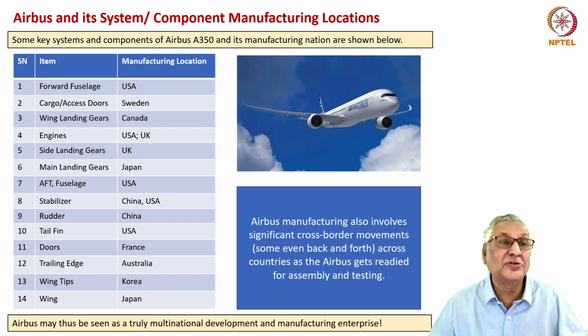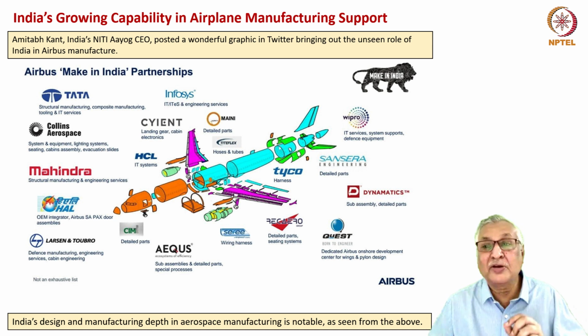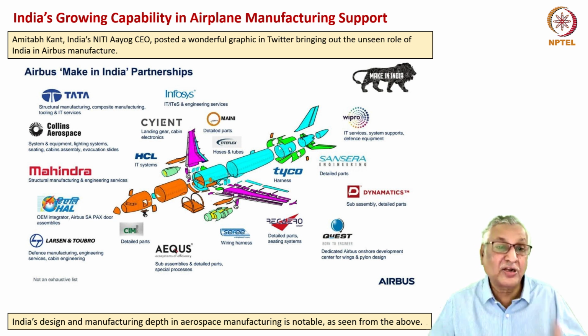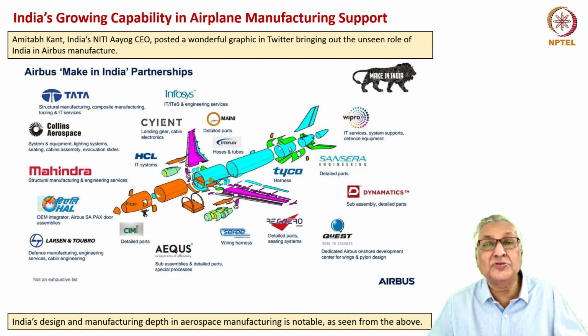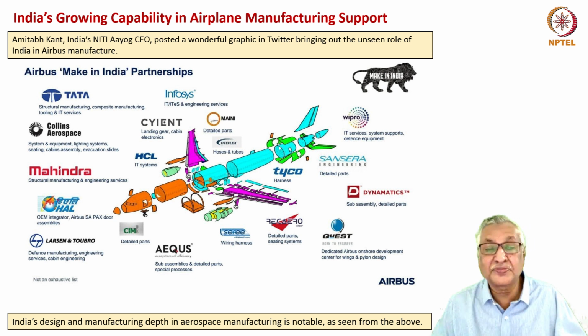There is something which is very unique about Airbus and India too. India's growing capability in airplane manufacturing is illustrated by the several Make in India partnerships that Airbus has. Amitabh Kant, India's Niti Aayog CEO, shared a wonderful graphic on Twitter, bringing out the unseen role of India in Airbus manufacture. This is a blown up view of the typical aircraft. And you can see that many Indian companies are participating in the manufacturing as well as design services related to the aircraft. Tata does structural manufacturing, composite manufacturing, tooling, and IT services.